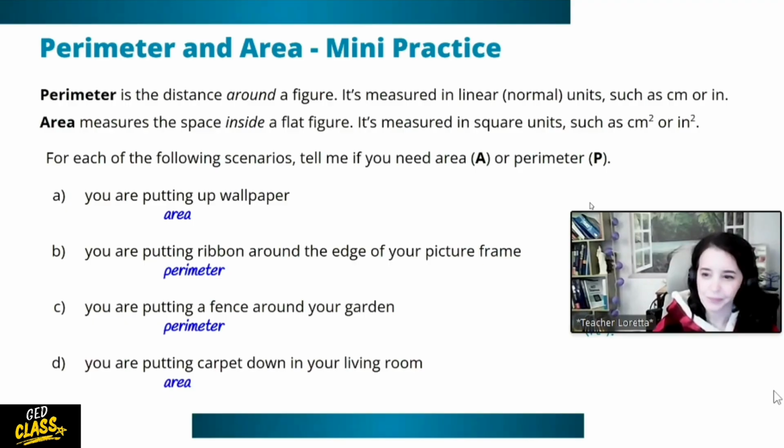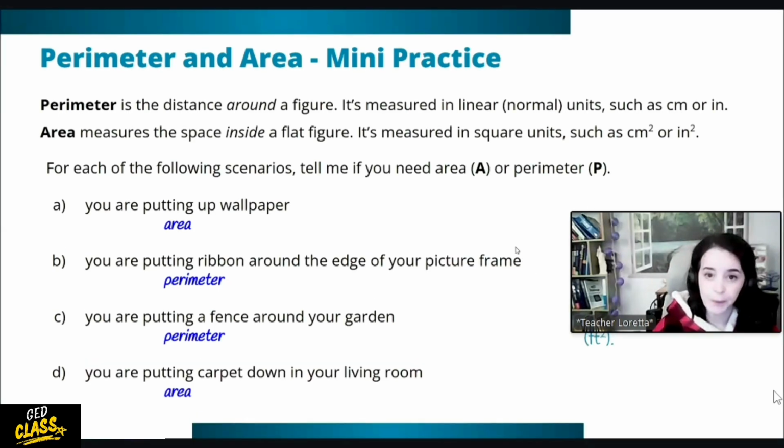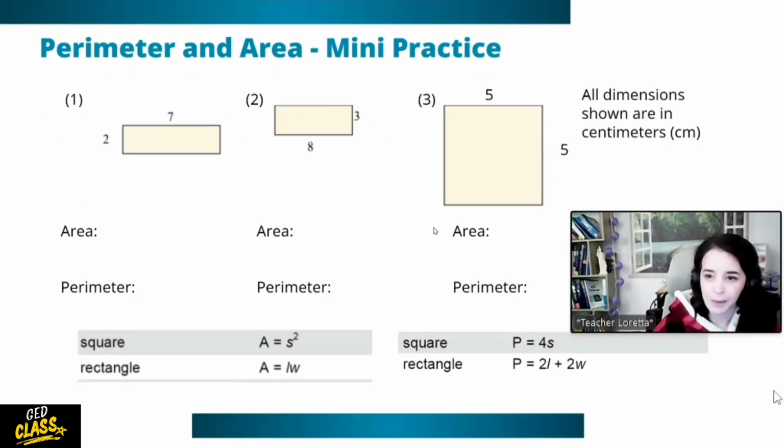If you're looking for a new home or a new apartment, you'll often see the space inside measured in square footage. They'll often put that with a little FT and then a little square. That means square footage. They're measuring the area inside. Okay, so here's our little mini practice. All of these are shown in centimeters. For number one, what would the area of that first one be?